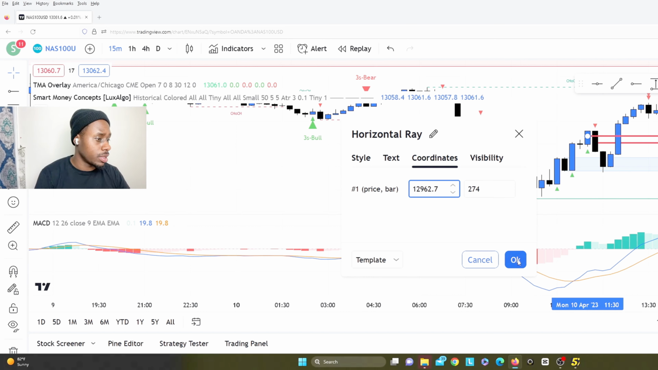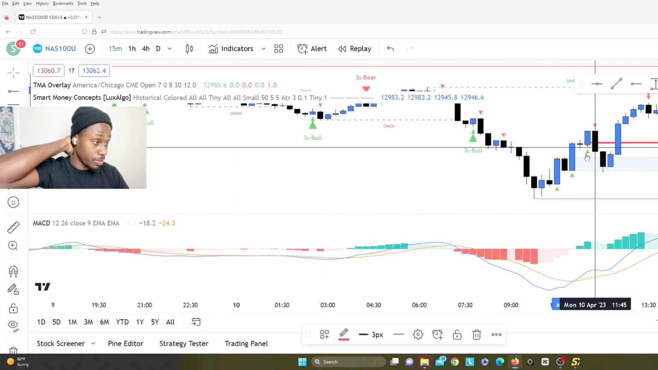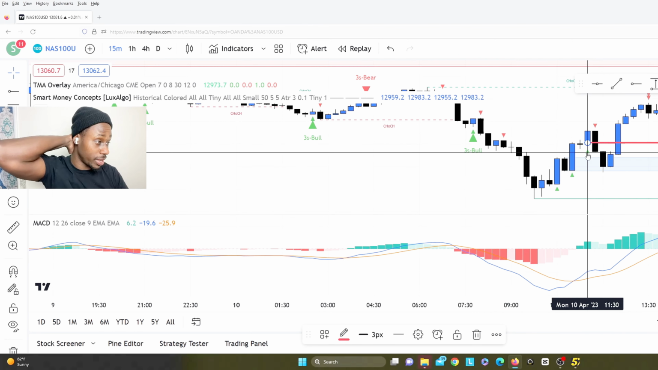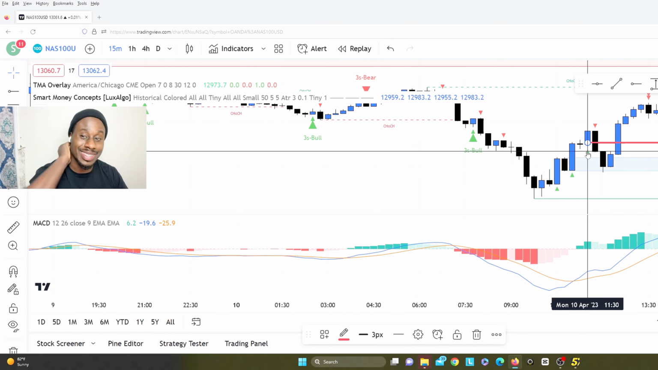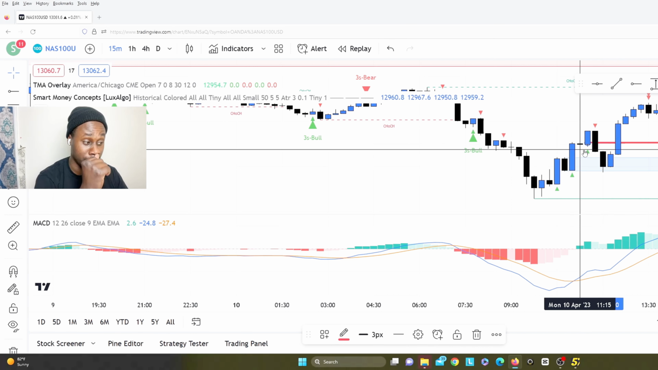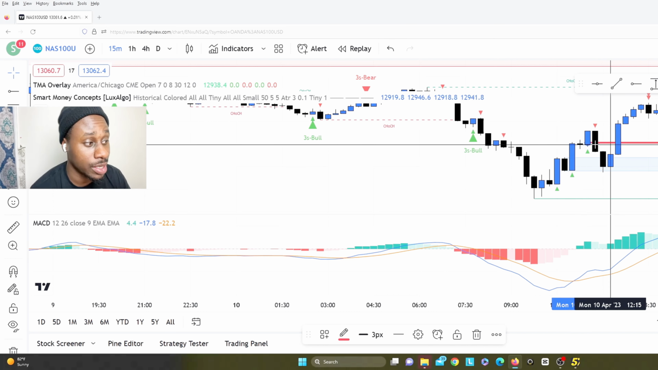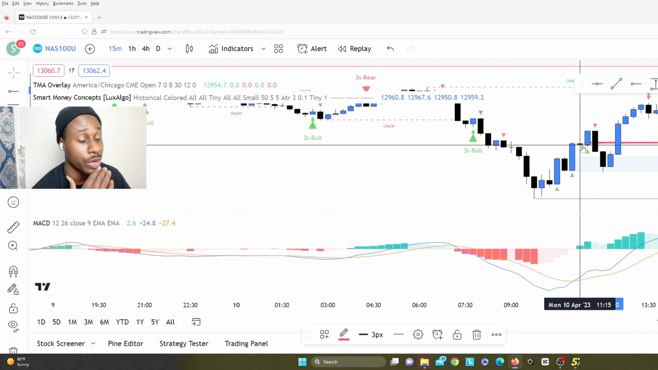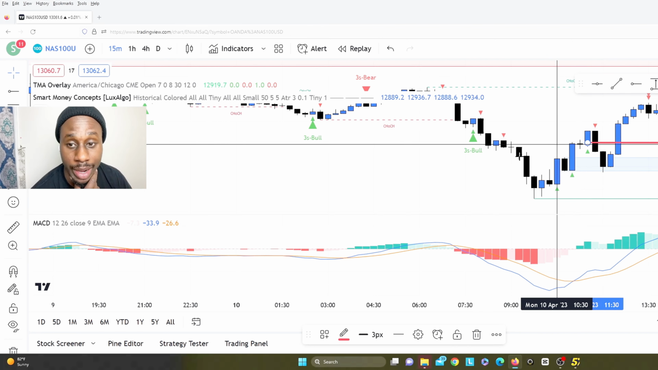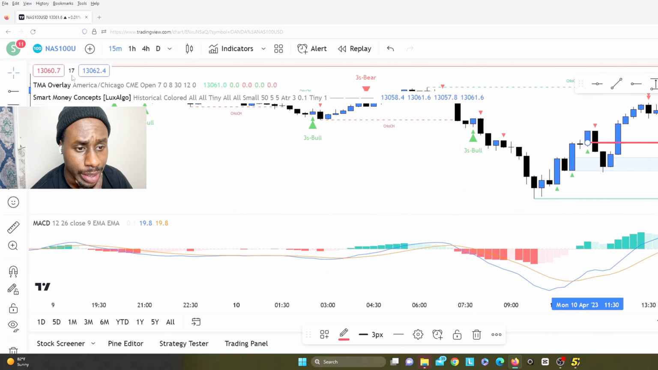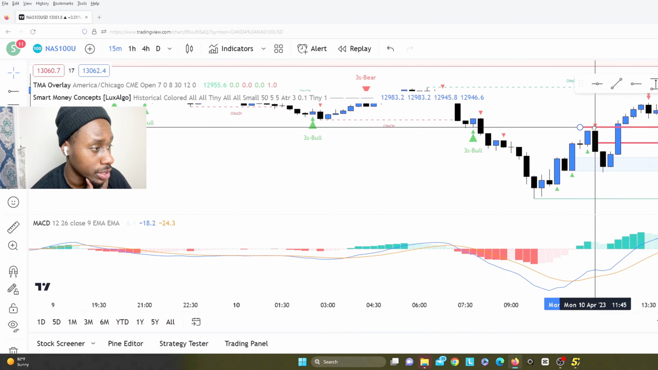12,962.7. My stop loss was at 12,947. So I had a tight stop loss. I wouldn't have lost more than probably $12 on that trade. I try to keep tight stop losses. They really benefit me overall. That's what I'm seeing. And then I closed the other trade.